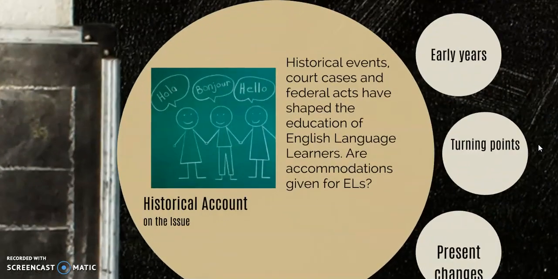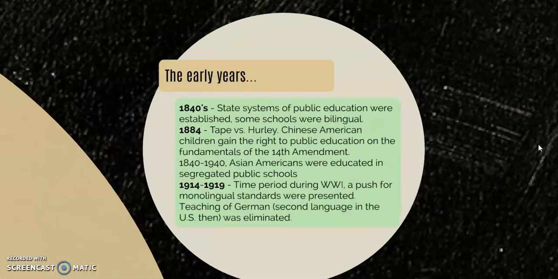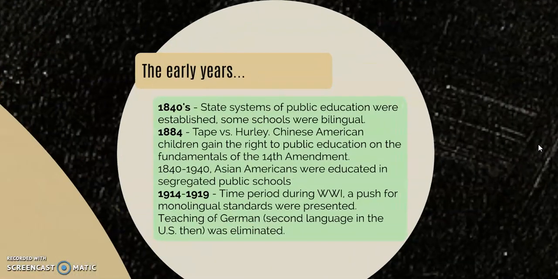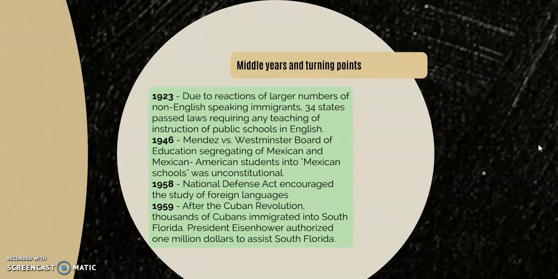So the history behind this issue goes back a few cases. Throughout the years, we've been in a country where bilingual education was given, and then there was segregation of schools within time periods, and bilingual education was then taken away in 1923. 34 states required that schools only teach in English.